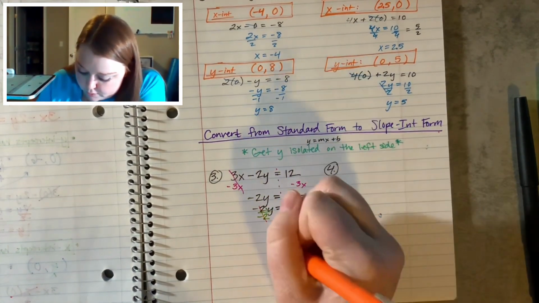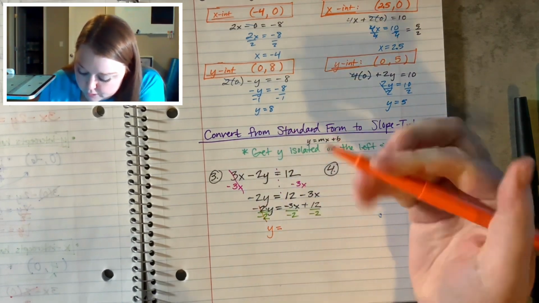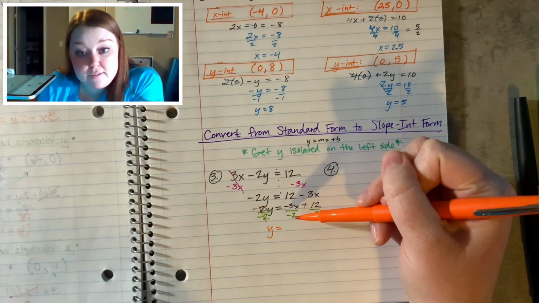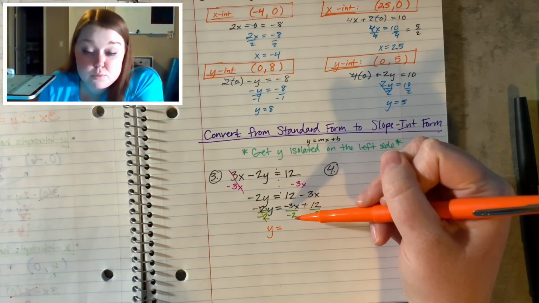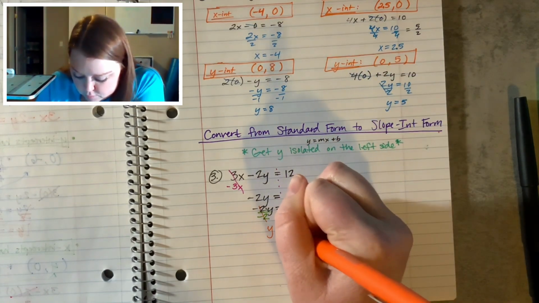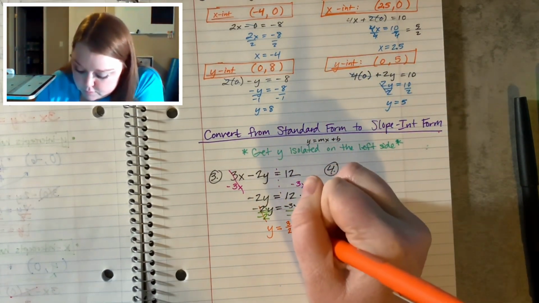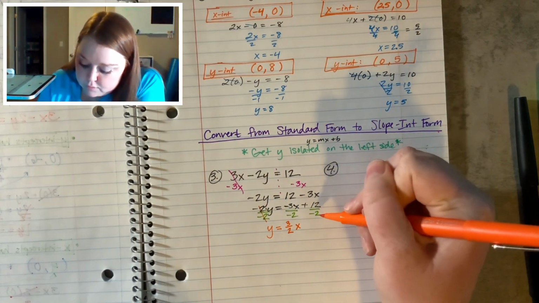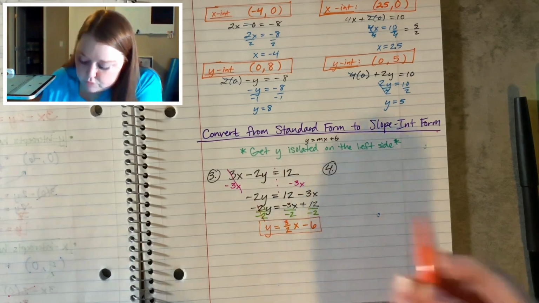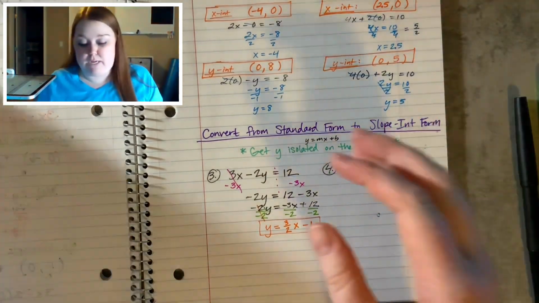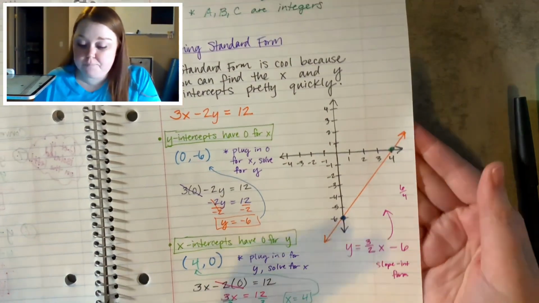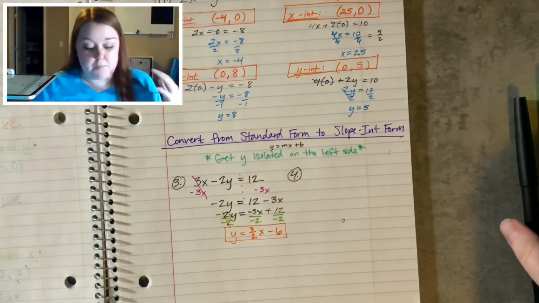So the 2's cancel out here. I'm left with y. -3 over -2. Well, I'm going to leave it as 3/2 because I want to see the rise and the run. It's a slope, so I'm going to leave it as a fraction. Negative divided by negative is positive, so it just turns to positive 3/2. Leave the x. 12 divided by -2 is -6. I get y equals 3/2 x minus 6, which is exactly what we got right there. Okay, so I just want to show you that I'm not lying to you.